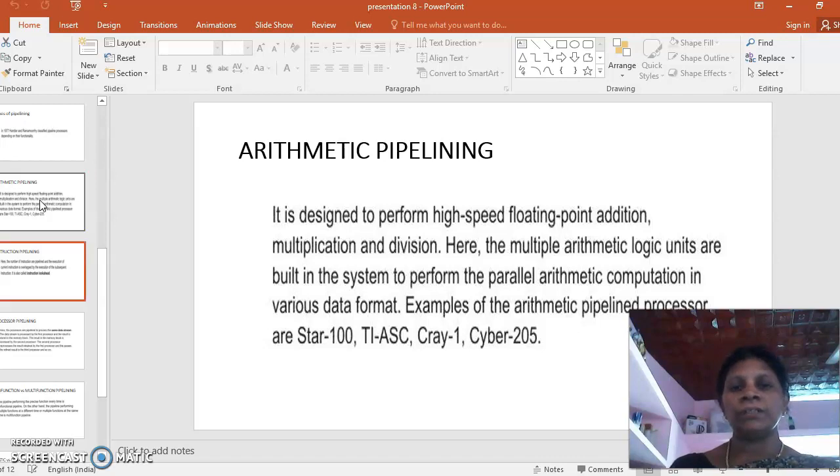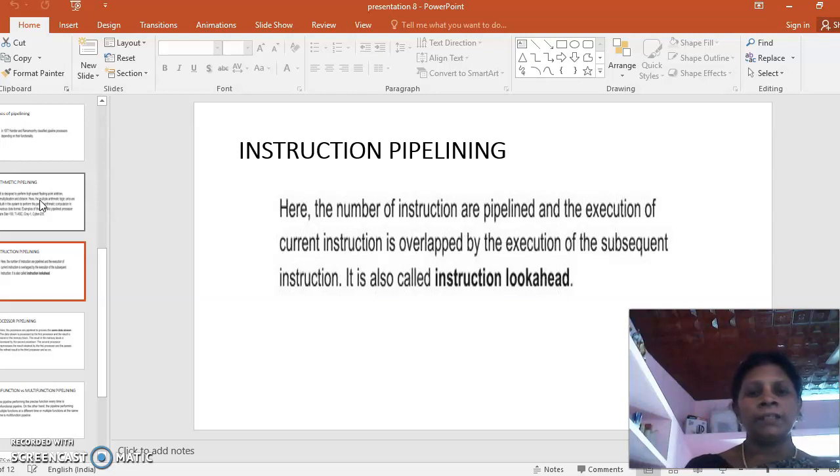The second one is instruction pipelining. In instruction pipelining, a number of instructions are pipelined and the execution of the current instruction is overlapped by the execution of the subsequent instruction. It is also called instruction look ahead. So in instruction pipelining, a number of instructions are pipelined and the execution of the current instruction is overlapped by the execution of the subsequent instruction.